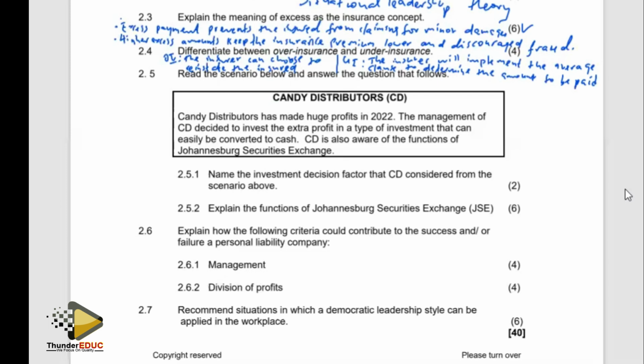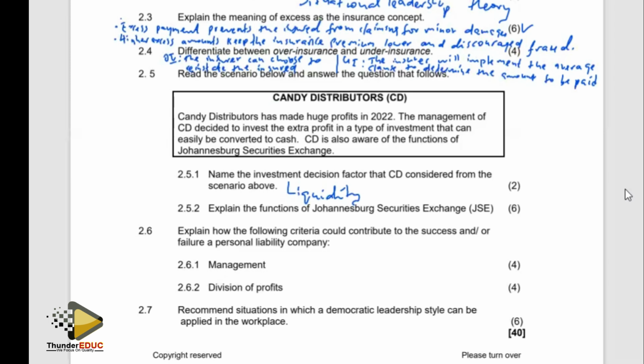Okay, right. So now 2.5.1 reads as follows. Name the investment decision vector that CD considered from the scenario above. So now what they have actually considered here is what we call liquidity. Okay, right. So now let's check 2.5.2.